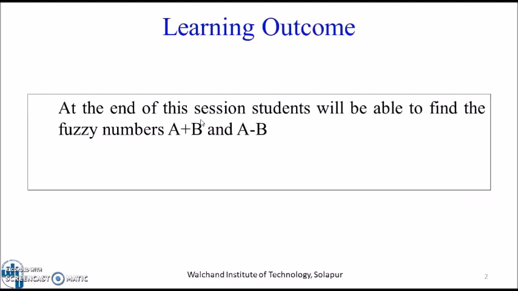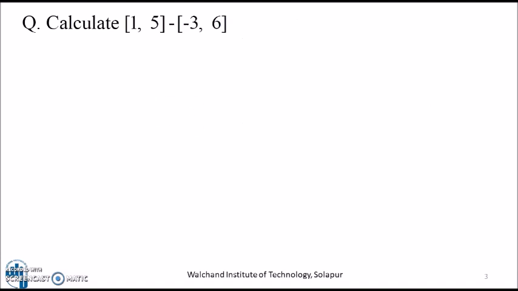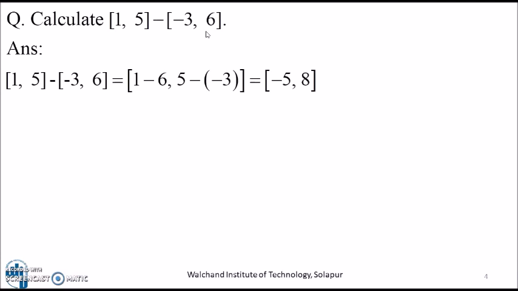Learning outcome: at the end of this session, students will be able to find the fuzzy numbers a plus b and a minus b. Pause this video and calculate the subtraction of these two closed intervals. I hope that all of you have calculated the subtraction of these two closed intervals.